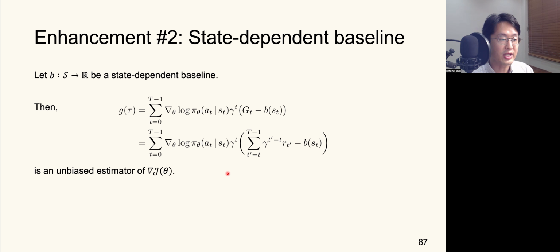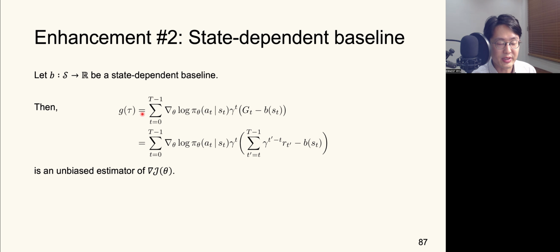Okay, so next we have enhancement number 2, and this is to use a state-dependent baseline. Let B be a function of S, and we're going to call this a state-dependent baseline. Mechanically, B is just a function of S, and that's all. Notably, it's not a function of A. Let's define GT as this thing. GT is this summation, grad log pi, gamma to the power t, GT. If we did not have the B term, then this would be an unbiased estimation of the gradient of the objective function.